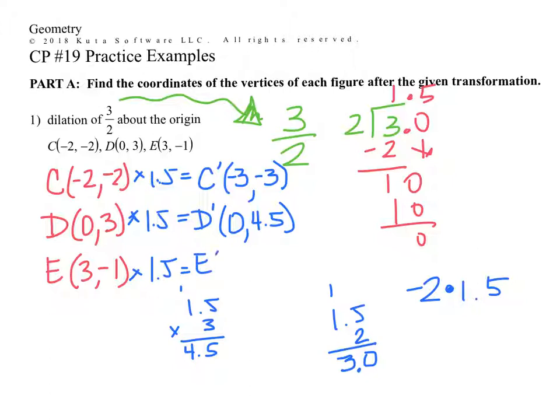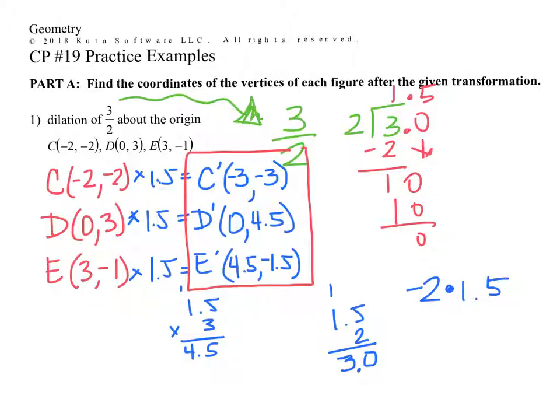E prime, it would be 3 times 1.5, which we already know is 4.5. And then negative 1 times 1.5 would be negative 1.5. Okay, so these right here would be the coordinates after a dilation of 3 over 2 or 1.5. So it's all just multiplication. It might help to change the fractions to decimals if you work better with decimals. Might make it easier to use a calculator. Whatever you need to do to work this out, multiplying by the scale factor.